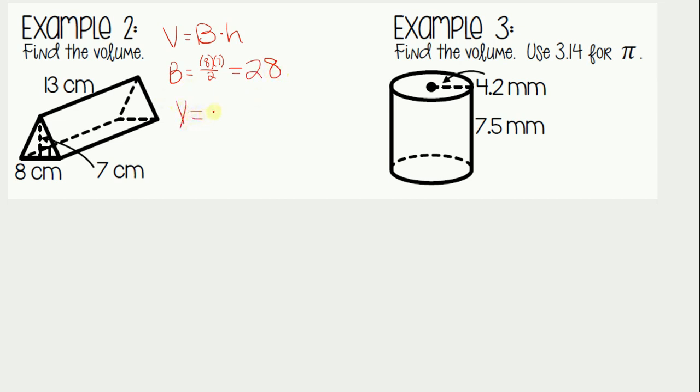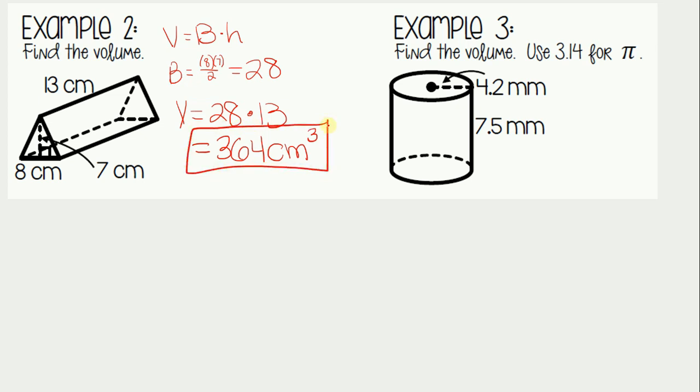So volume is 28 times my height, which if I would stand this guy perfectly on its base, I would get 13 for a height. So my volume is 28 times 13, which is 364 centimeters cubed, because I'm talking volume.